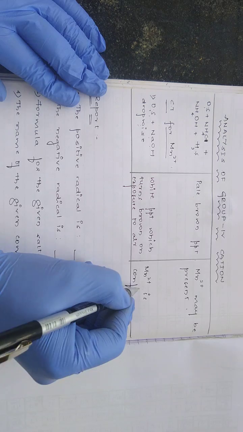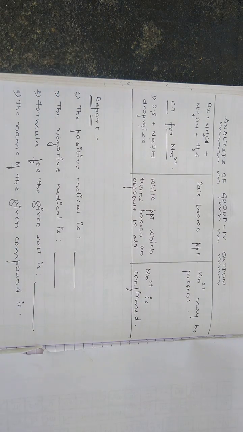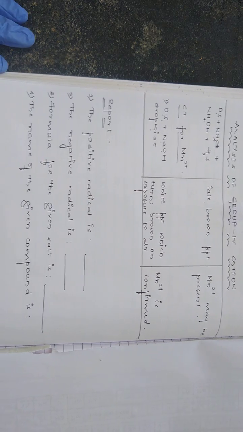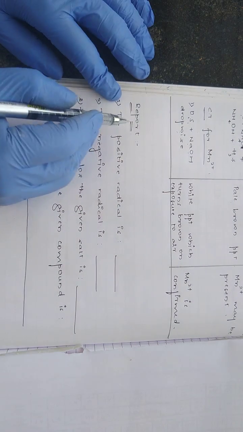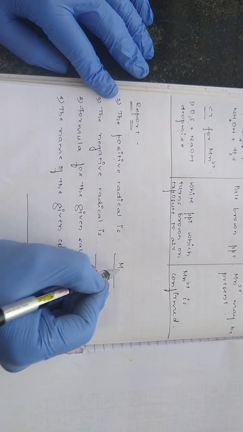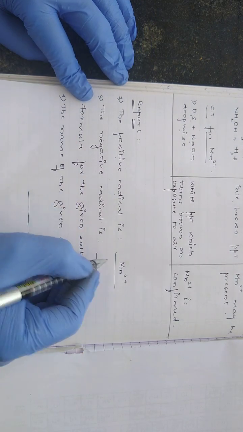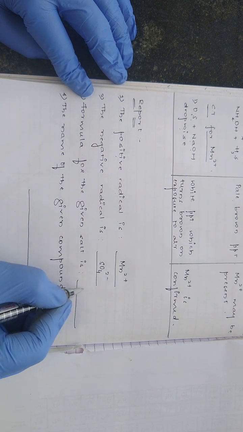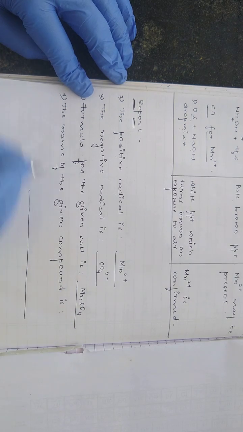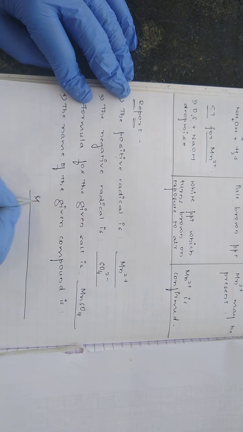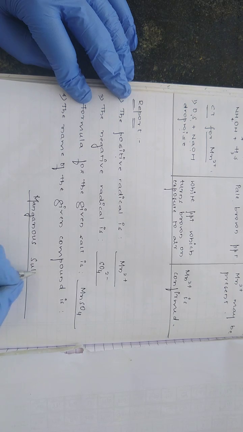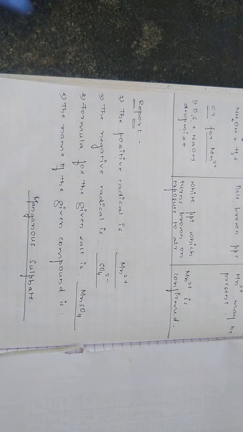So the basic radical that is present in the given salt, in today's salt, is Mn2+ and the acid radical is sulfate. So at the end we are supposed to write the report. The positive radical is Mn2+, the negative radical is sulfate, SO4 2-. Formula for the given salt is MnSO4. The name of the given compound is, because Mn is in plus 2 oxidation state, manganese sulfate. So the given salt is manganese sulfate.